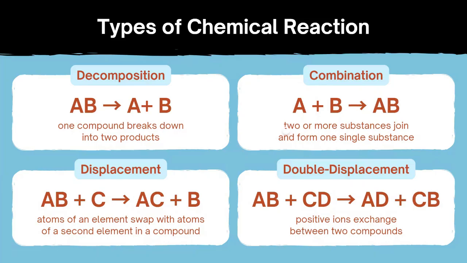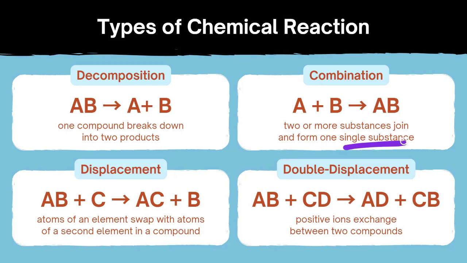Now let's move forward to types of chemical reaction. There are four types of chemical reaction. First is a decomposition reaction, in which a single compound breaks and forms two or more products, like AB. AB is a compound which is breaking into A and B. Okay. Then combination reaction is just the reverse of decomposition. In combination, two or more substances are coming together and forming a single substance. In product, we have a single substance, and in reactant, we have two or more substances reacting.